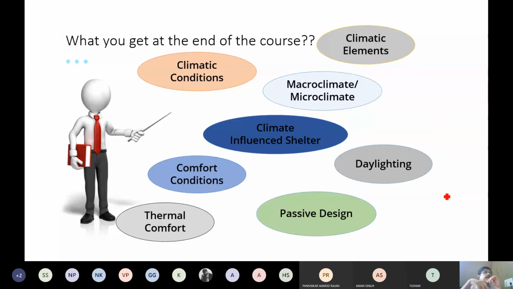Has anyone heard of the circadian cycle or circadian rhythm? No sir. No. Sahil must be doing a web search now, right? Mr. Sahil? So there are other conditions as well involved when you talk about the comfort conditions.